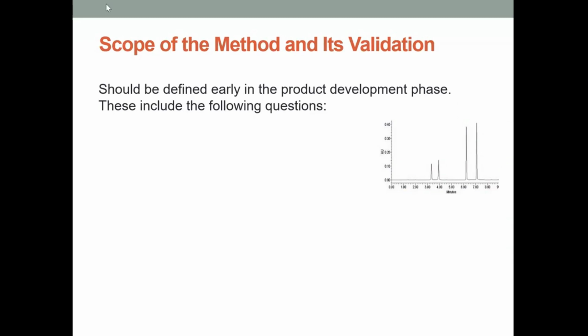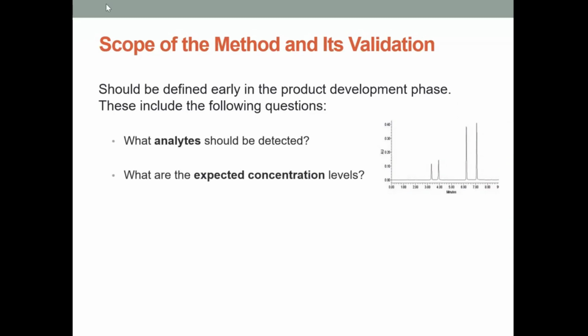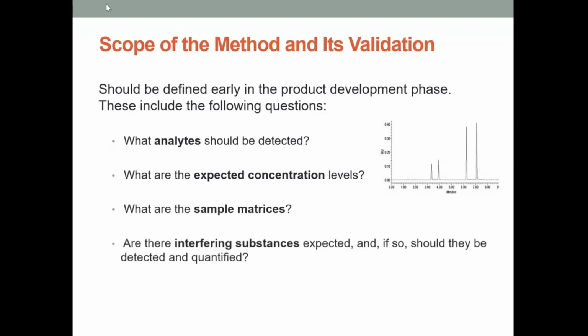The scope of the method and its validation. These should be defined early on in the product development phase, and they include the following questions. What analytes are you looking to detect? What are the expected concentration levels of those analytes? What are the sample matrices? What are we dissolving it up in? Are there interfering substances expected? And if so, do we need to detect them and do we need to quantify them?